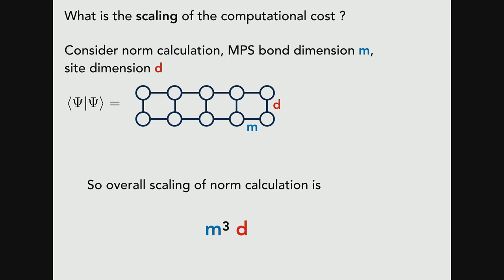I mean, m cubed, it'd be better if it was m squared or just m, but m cubed you can push very hard. So you can take m to be many thousands and afford that. So that's very favorable scaling. Okay, so that's the good news there.